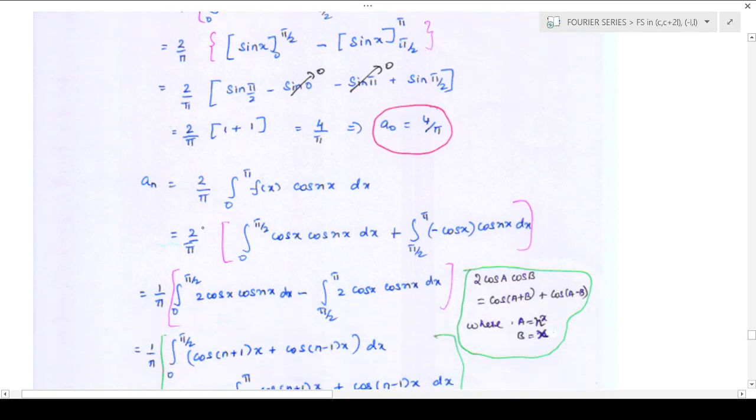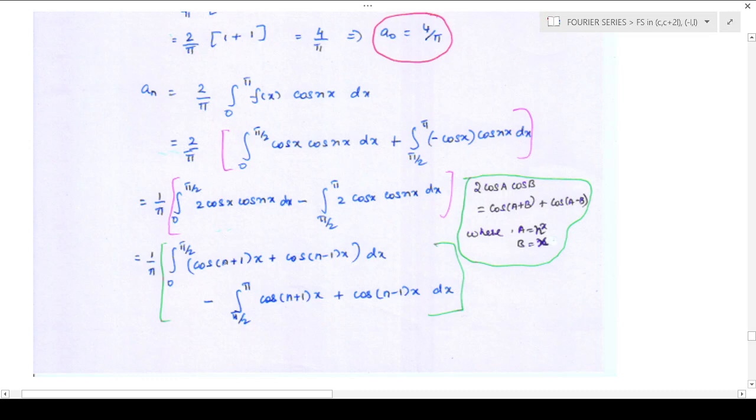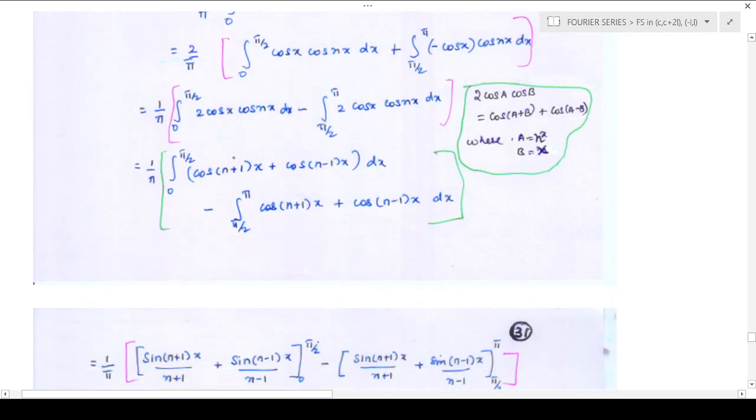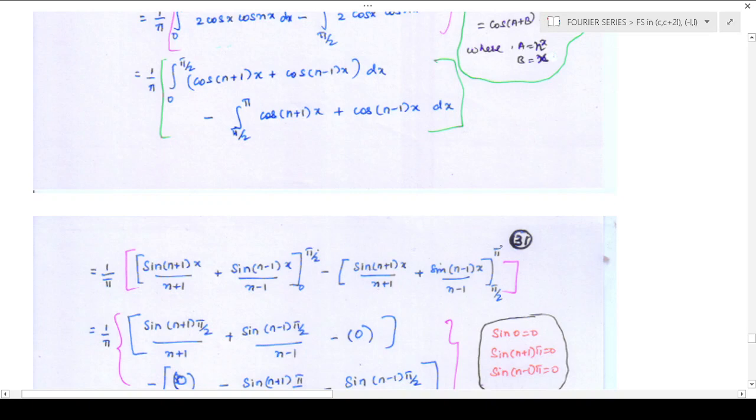Again, we take this 2 inside: 2 cos x cos nx. Again, here also 2 cos x cos nx. Take this negative before the integral sign. You apply the 2 cos a cos b formula. Take a equal to nx, b equal to x. You will be getting cos of a plus b plus cos of a minus b. Similarly, here also the same term. So you are going to integrate it. Cos integration is sin (n plus 1) x divided by n plus 1. Here also sin (n minus 1) x divided by n minus 1. Same integration here also, but the limits will vary: 0 to pi by 2, pi by 2 to pi.